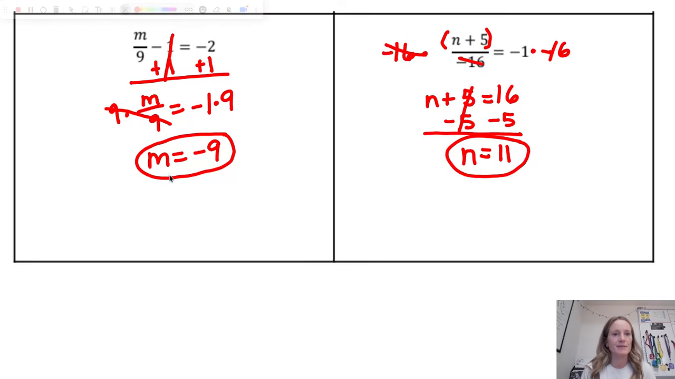All right, so now you can see my work and you can see my solution. Hopefully you came to the same solution. In this case, you do need to multiply both sides by negative 16 first. You don't really have any other options as far as your first step there. And then you're moving the 5 by subtracting the 5.